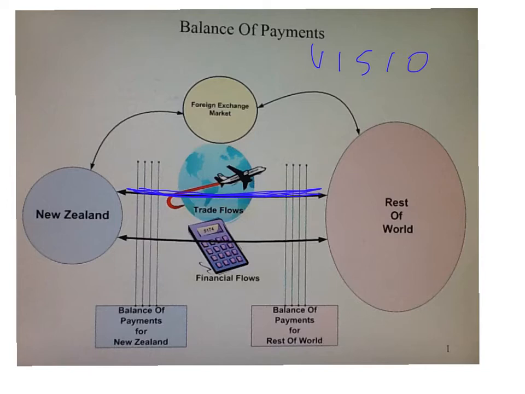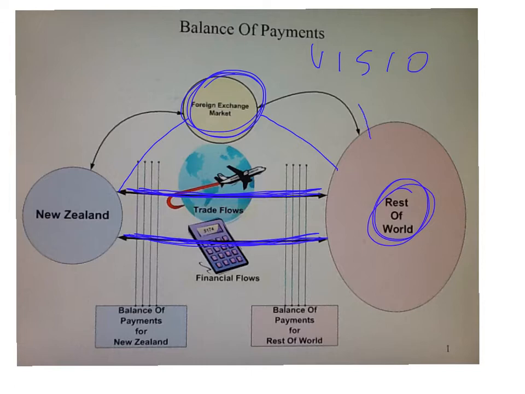Now those trade flows need financing, so the balance of payments also measures the financial flows between us and the rest of the world. And what I've done is I've included the foreign exchange market, because if we want to buy foreign goods, we've got to change our New Zealand dollars into foreign currency, and likewise, if the rest of the world wants to buy from us, they have to take their dollars and change them into New Zealand dollars. That's all done by the foreign exchange market. What I should say is that balance of payments accounting is always done in New Zealand dollars.